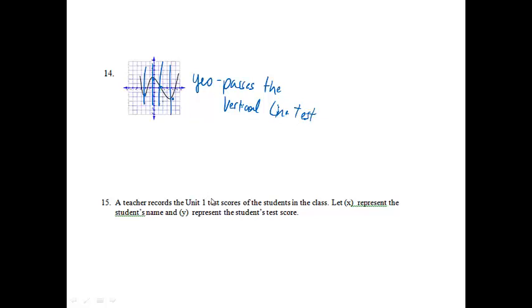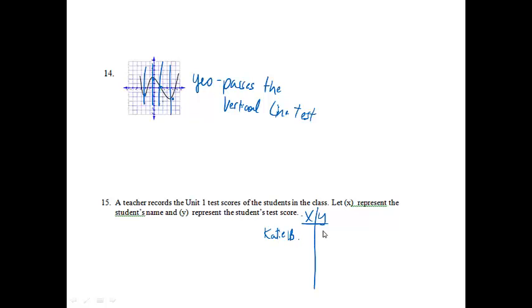Right, number 15 is also a yes or no question. A teacher records the Unit 1 test scores of the students in the class. Let X represent the student's name and Y represent the student's score. So I'm going to go ahead and start. I'm going to just use initials here for the people in the score. Let's say a person with initials, well, I guess we'll just make up some.